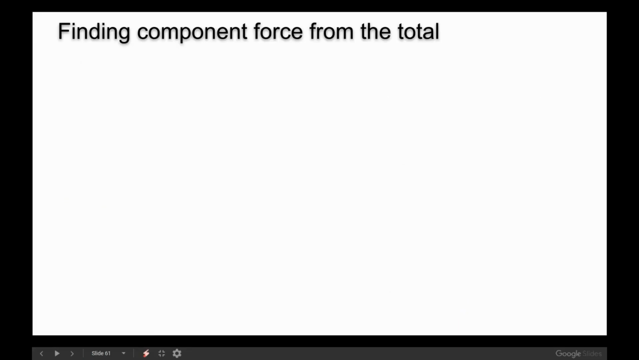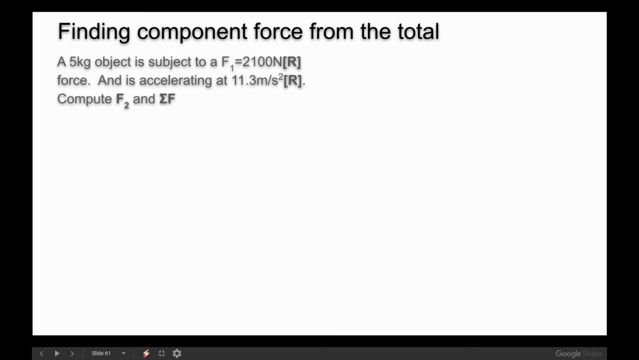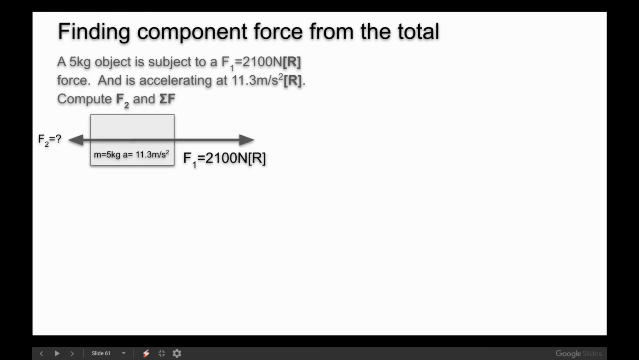Finding component forces from the total. A 5 kilogram object is subject to a force of 2100 newtons to the right and is accelerating at 11.3 meters per second squared to the right. Compute the second force on it and the total force. Having been given mass and acceleration, you can already compute the total force without reference to the other two.